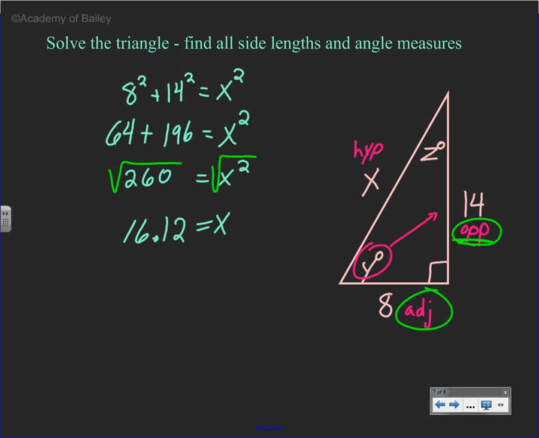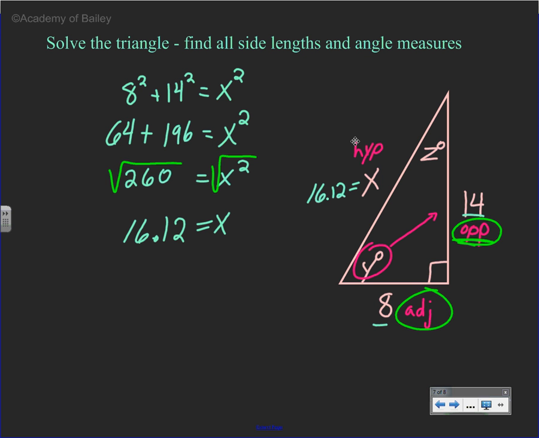And you notice this is 16.12, and it is the longest side. 8 and 14 is shorter than 16, so the hypotenuse should always be the longest side in a right triangle. You need to just kind of use that thought process every time you solve it, and that helps let you know whether you got the right answer or not. That's one step into checking your work.